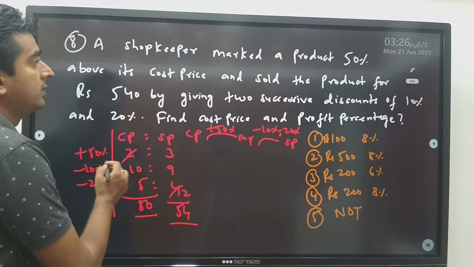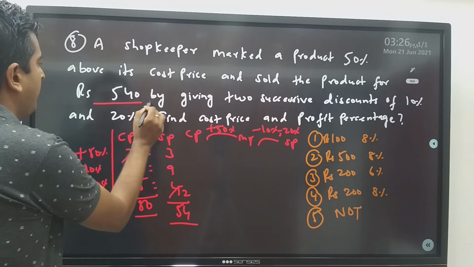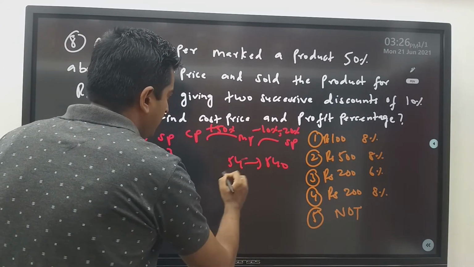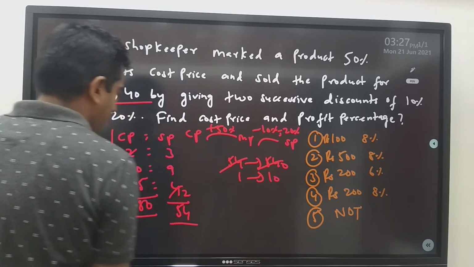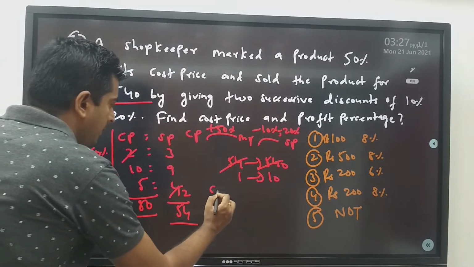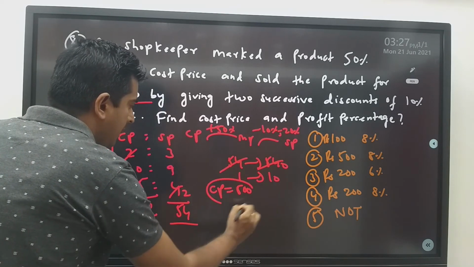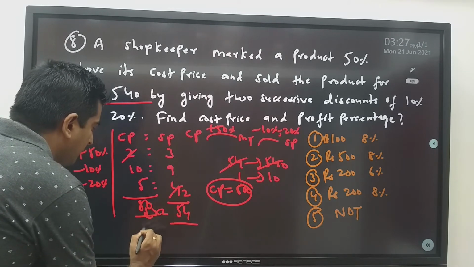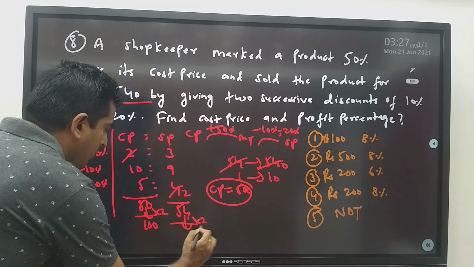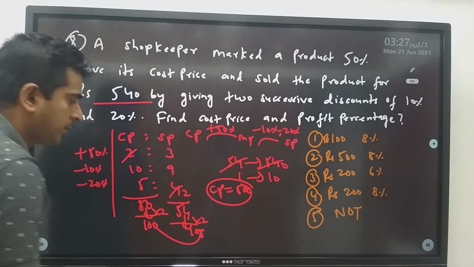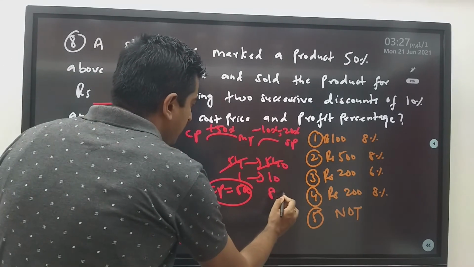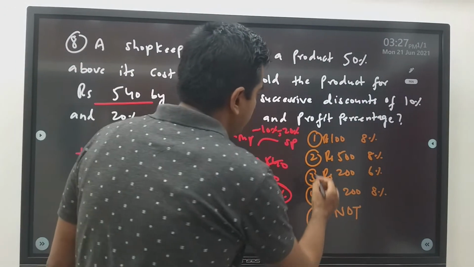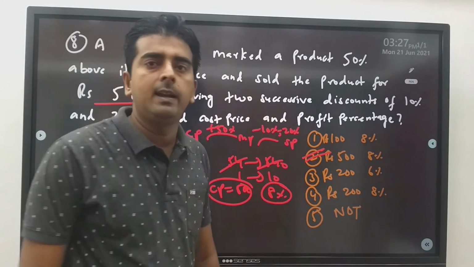But what they have given you? Selling price. How much? 540. That means 54 part is 540. One part is 10. So this part is how much? CP will be how much? 500. 10 part is 500. If you multiply this one by 2, this will be 100. If you multiply this one by 2, this will be 108. How much profit percent is there? 8%. So profit percent is 8% and CP will be 500. So my answer is second option, rupees 500 and 8%.